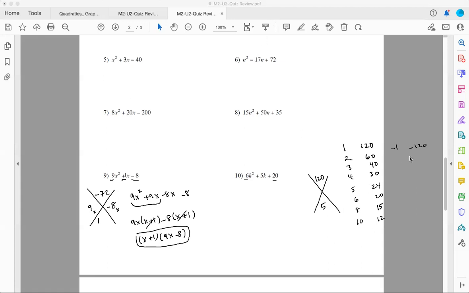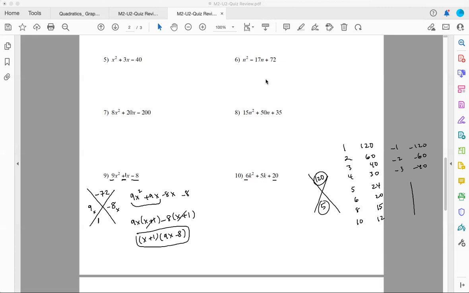So any one of these, whether positive, and again, they have their counterparts here, -2, -60, -3, -40, etc. We don't need the negatives really. We're focused on the positive 5. Any one of these add up to 5? None of them, because the lowest is 1 and 120, so none of them add up to 5. So I cannot find 2 numbers whose product is 120 and whose sum is 5. And I couldn't factor anything out, they didn't have anything in common to begin with.